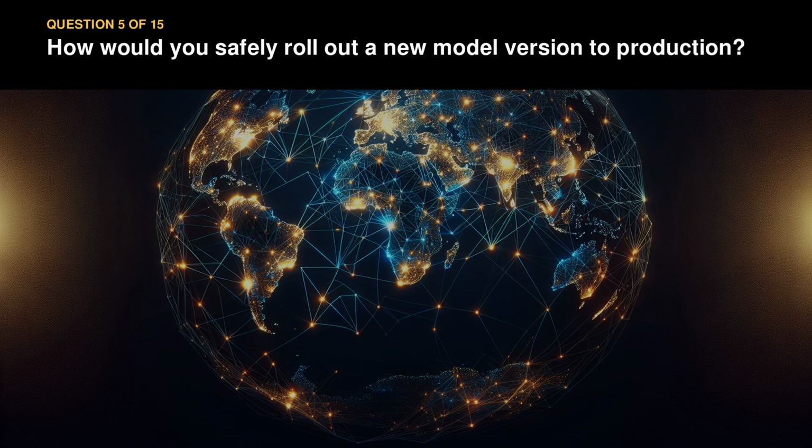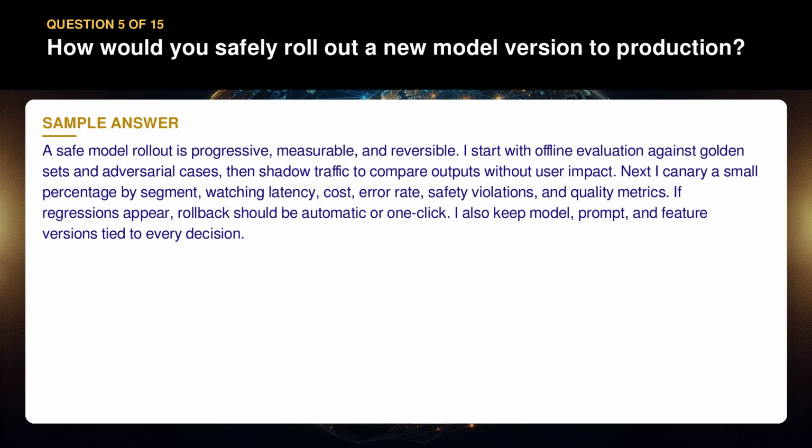Question 5. How would you safely roll out a new model version to production? A safe model rollout is progressive, measurable, and reversible. I start with offline evaluation against golden sets and adversarial cases, then shadow traffic to compare outputs without user impact. Next, I canary a small percentage by segment, watching latency, cost, error rate, safety violations, and quality metrics.